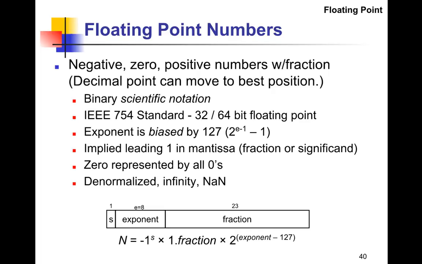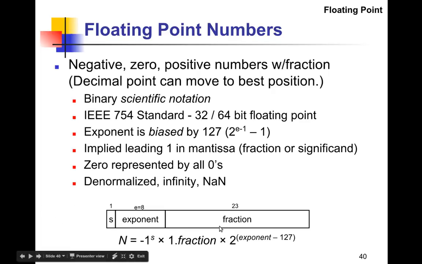127 is 2 to the exponent number minus 1, and then subtract 1. So the implied leading 1 in the mantissa is not stored, and 0 is represented by all zeros, and you can actually have a couple of unnormalized numbers like infinity or not a number, if you divide by 0. So let's look at how this would be stored.